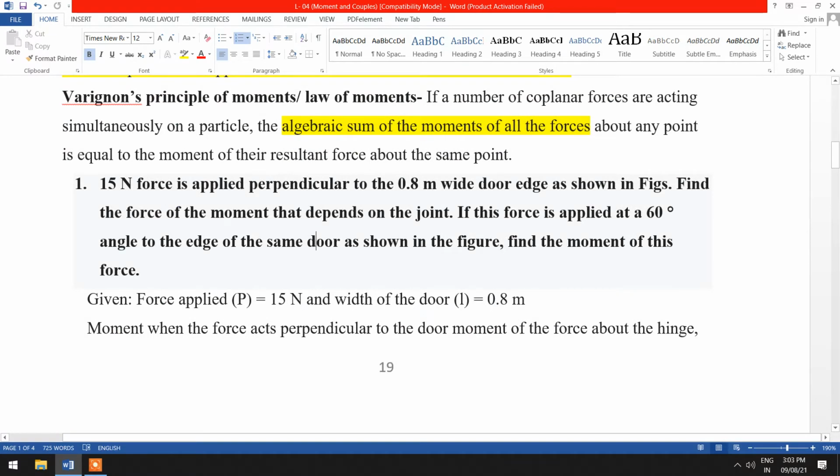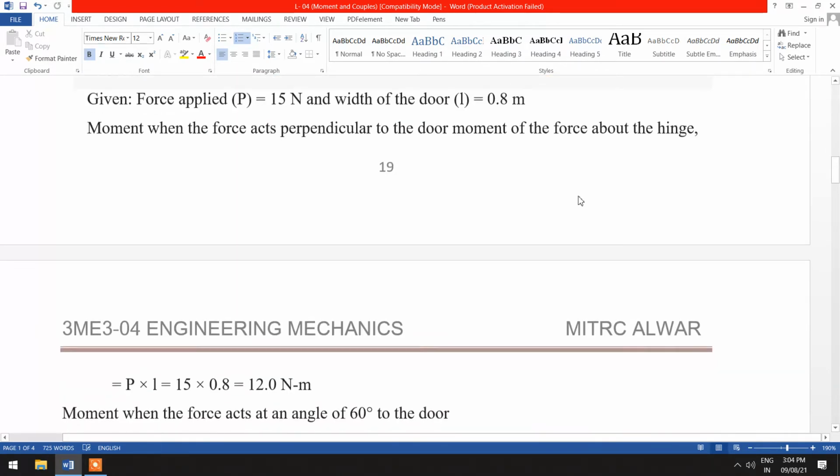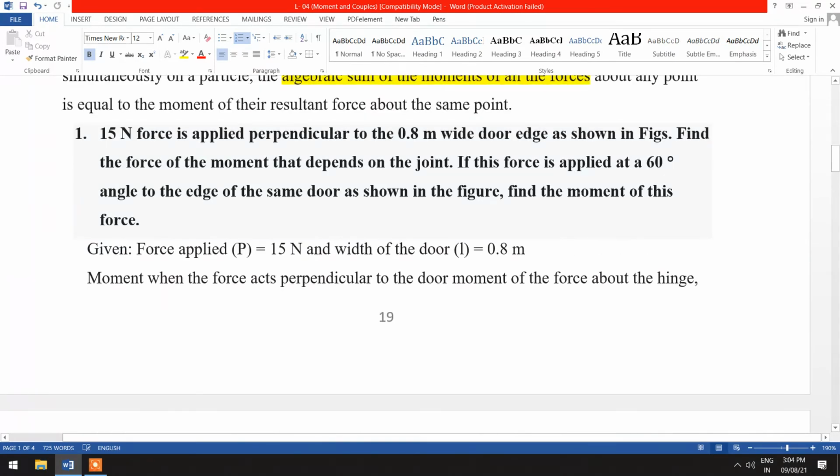The problem statement is: a 15 Newton force is applied perpendicular to the edge of a 0.8 meter wide door, as shown in the figure. Here, in this figure, the 15 Newton force is acting at a distance of 0.8 meters. Find the moment of the force about the hinge. Then find the moment if this force is applied at a 60-degree angle to the edge of the same door, as shown in the figure. In the first case we have to find the value of the moment when the 15 Newton force acts at one end and the other end is hinged, that is, fixed. In the second case, for the same problem, a force is applied at a 60-degree angle, so for this also we have to find the moment.